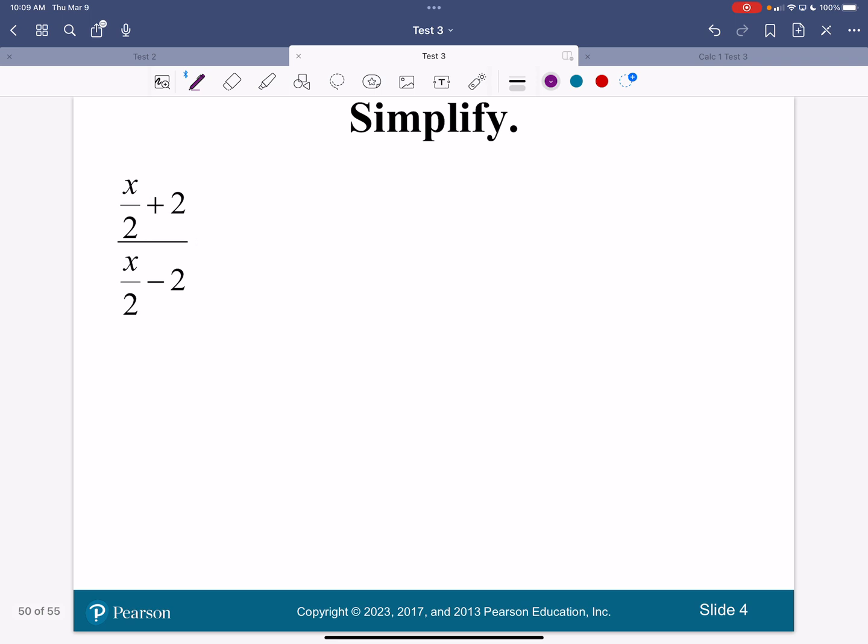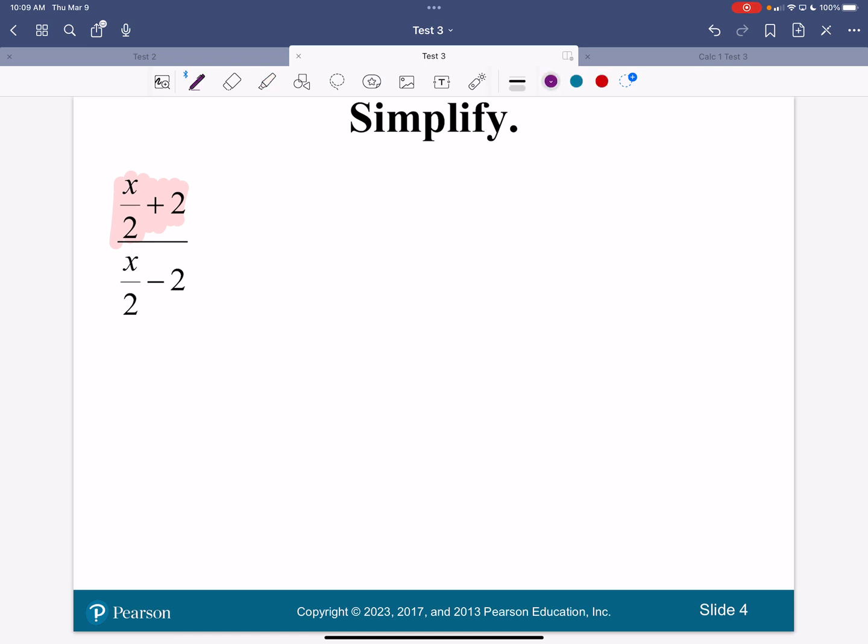I have x over 2 plus 2, over x over 2 minus 2. What we're going to do is look at this numerator right here, and we are only going to focus on that numerator. So we are going to simplify this, and we learned how to do that on Tuesday. So we know how to combine these two right here. So that's what I'm going to focus on first.